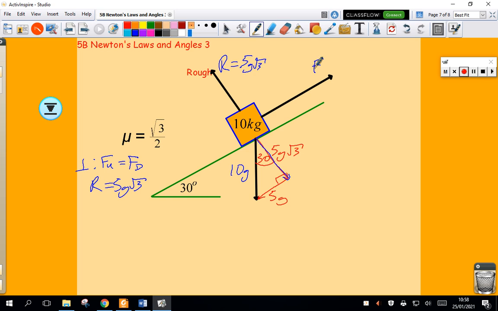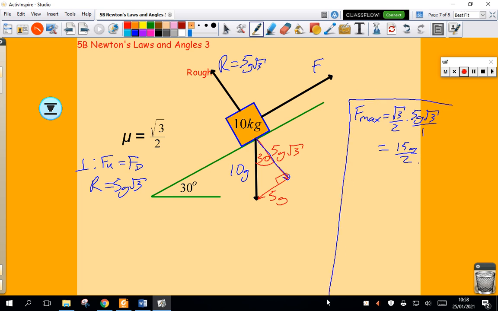Think about friction. Well, the maximum value my friction can be is equal to mu, which is root 3 over 2, times R, which will be 5g root 3. Multiplying out root 3 by root 3, well, remember that's over 1. It's going to be 3 times 5g, which is 15g over 2. Now, that's my maximum force. So this is interesting. That's my maximum frictional force, because 15g over 2 is 7.5g.